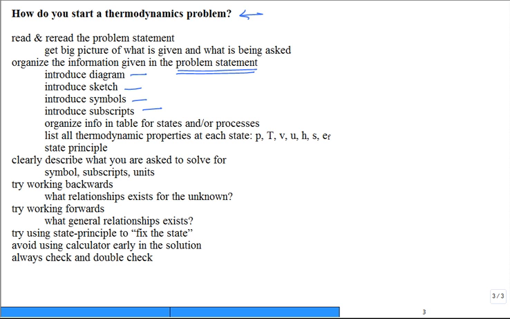Organize the information in a table. Tables are very helpful. Oh, state 1, I have 5 states. Let's list them, 1, 2, 3, 4, 5. Then organize them by process. Process 1 to 2, 2 to 3, 3 to 4, 4 to 1.